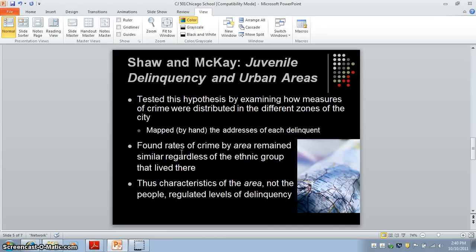I think it's also important to point out that if Shaw and McKay were with us today, they would more than likely frown on incarceration. In fact, that's probably a huge understatement. They would more than likely believe that mass incarceration policies only make disadvantaged communities worse. Modern-day neighborhood disorganization theorists strongly argue against mass incarceration and instead are concerned with strengthening the informal social controls.